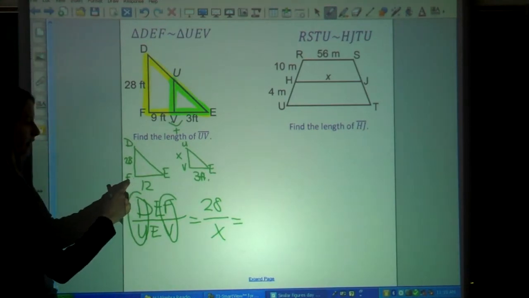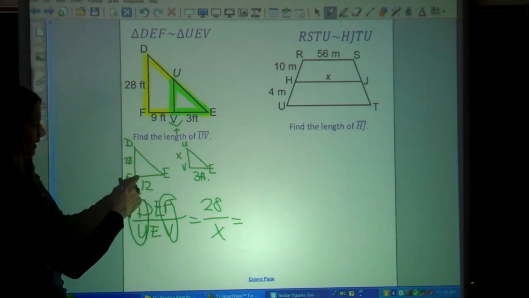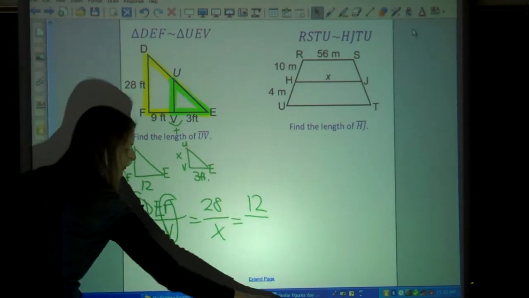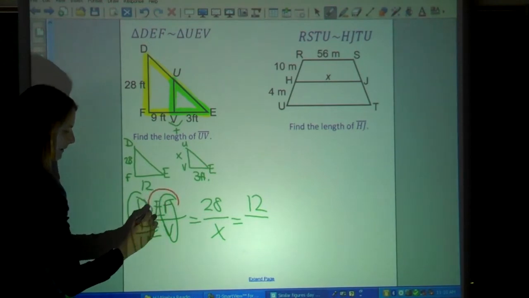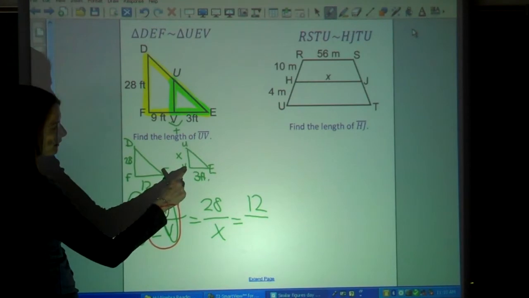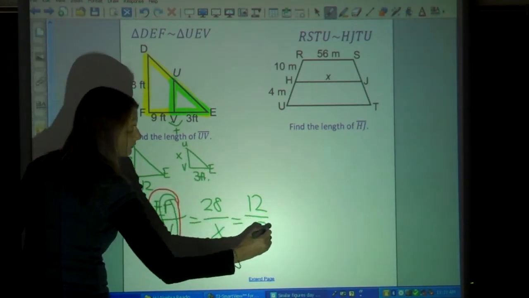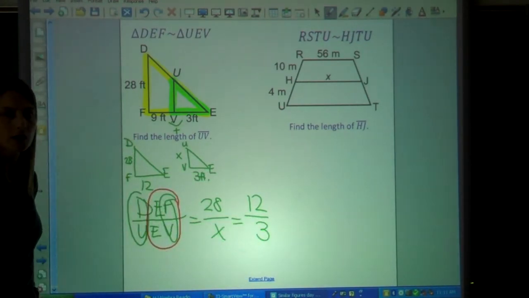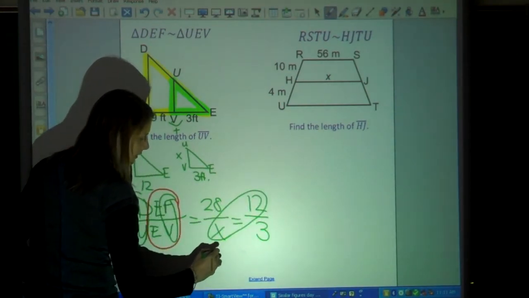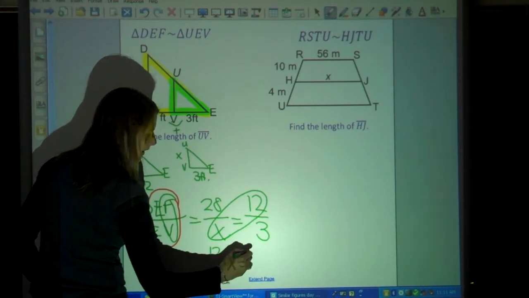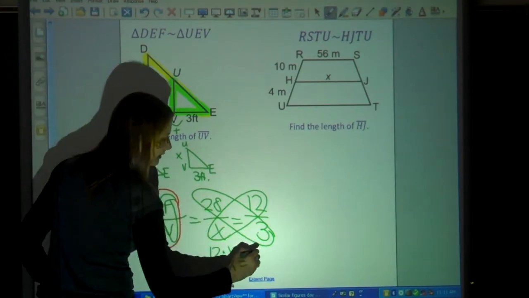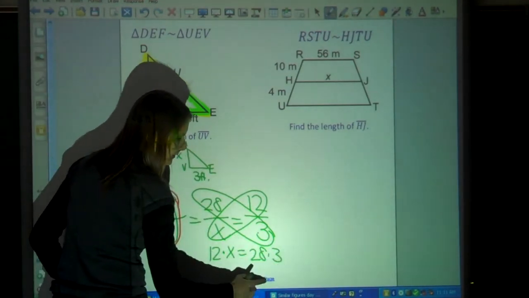And the next measurement I have for my big triangle DEF is FE, which is 12. And if I look up here, FE corresponds with EV. And if I look at my little triangle, EV is 3 feet. And now I have a proportion, and I know that I can do my means times my means, 12 times x, and that is equal to my extremes times my extremes, 28 times 3.